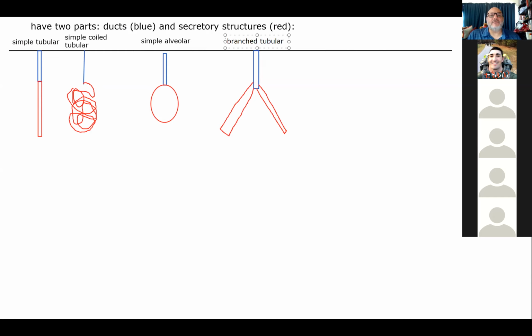And then, of course, we could also have one duct, two or more, and in this case, let's go ahead and put three.